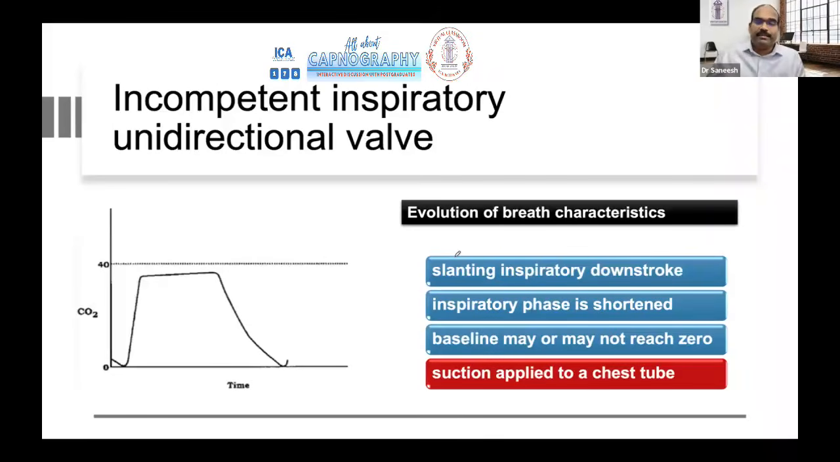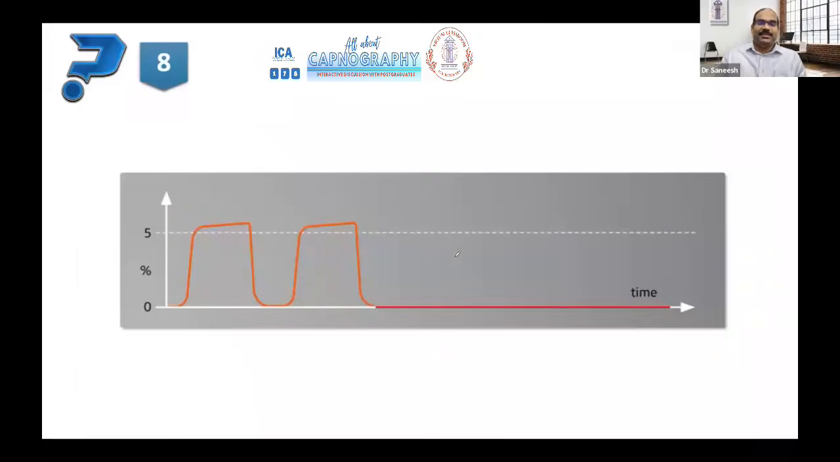Especially in a scenario where suction is applied to the chest tube, you will get a tracing like this. If you are following the tracing in our ICU, or you take this sick patient for a surgical procedure inside the operating room, whenever you get an ETCO2 scenario like this, probably with your mobile phone, you take a snap and keep it with you. That adds to your experience. Experience counts, right?